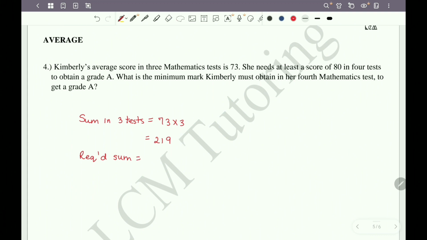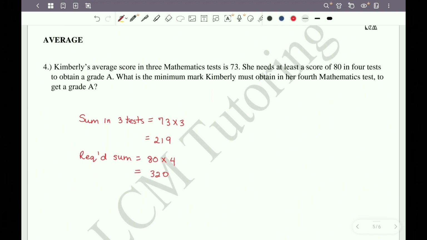The required sum, if she needs at least an average score of 80 in 4 tests, right? She is going to need 80. Her sum in the 4 tests must be at least 80 times 4, right? And that is going to give me 320. So her total needs to go from 219 to 320 in order for her to have at least that 80 average in those 4 tests.